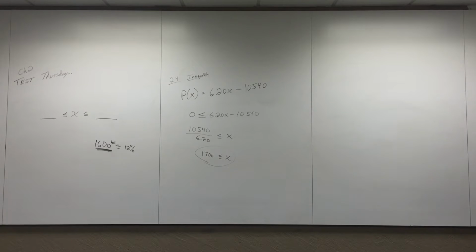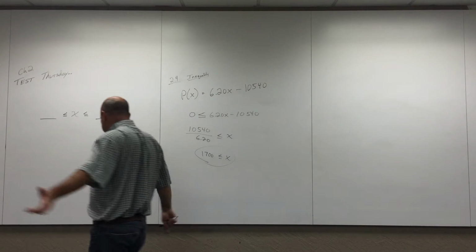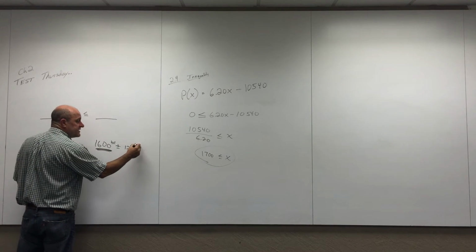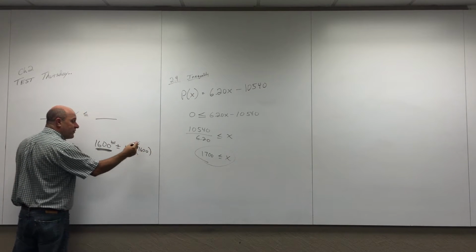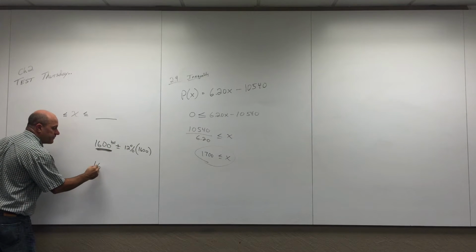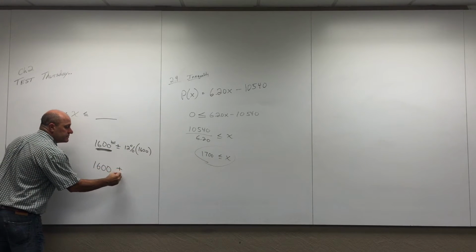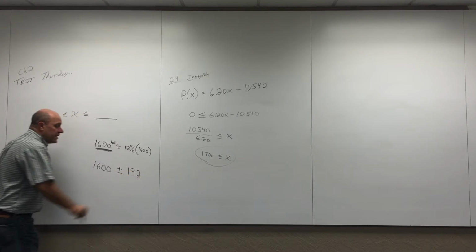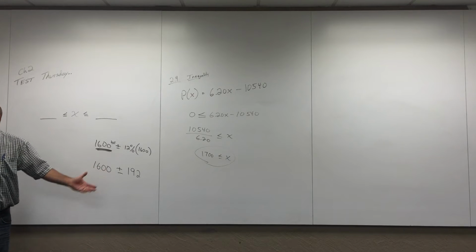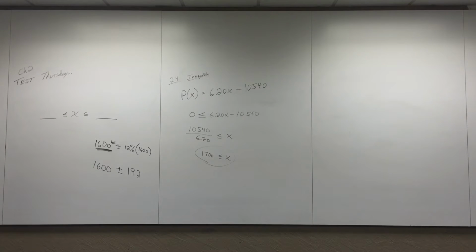12% of what, by the way? 12% of 1,600. Thank you, of the 1,600. In fact, that might help. All right, well then, let's do this. What is 12% of 1,600? 192. So it could be 1,600 plus 192, or it could be 1,600 minus 192. That's all this is.